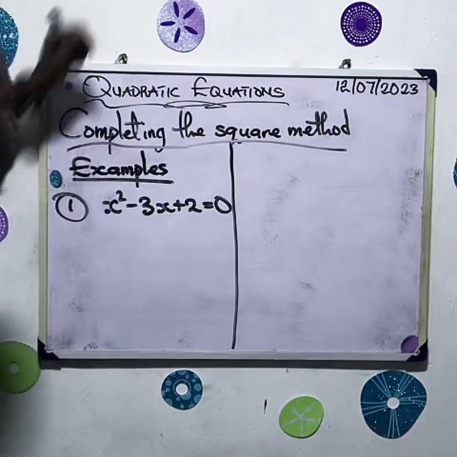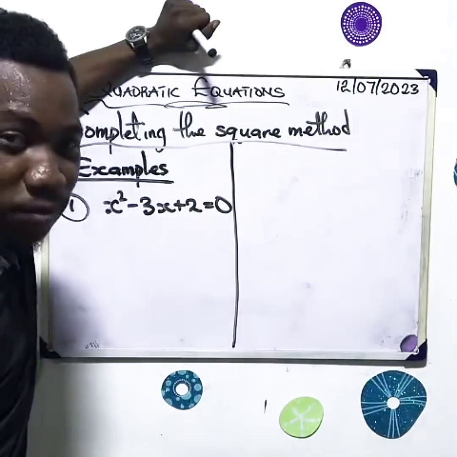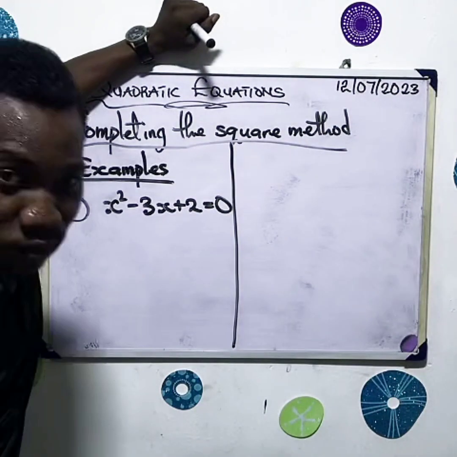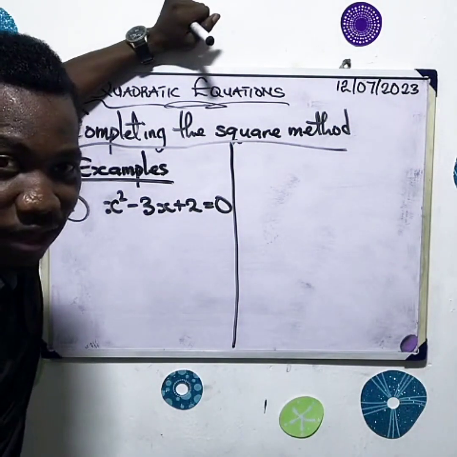So now, how do we solve this using the completing the square method? The first thing you are to do.